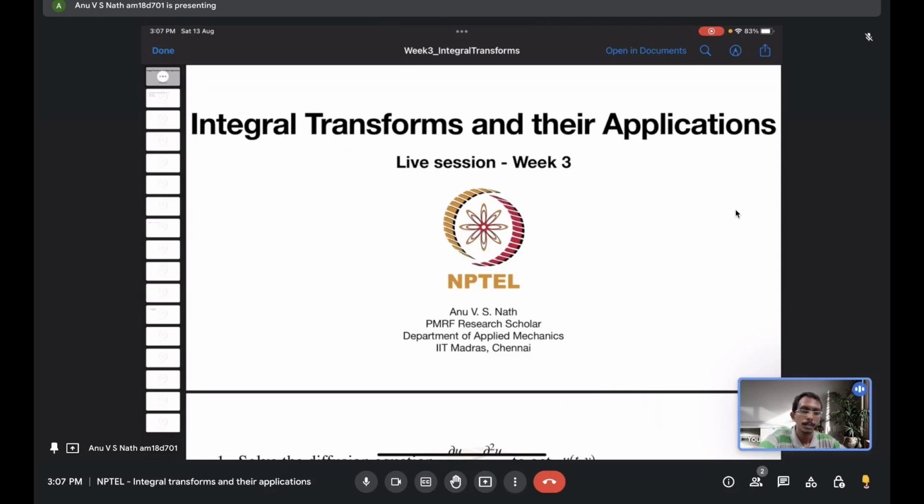Welcome to another session on the course Integral Transforms and their applications. So, this week we will be looking into the, again, continuation of Laplace transform, some advanced problems.